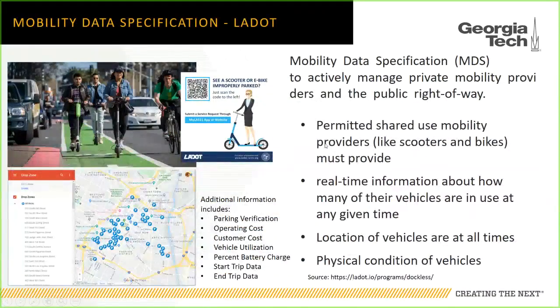So this is from the Los Angeles Department of Transportation. Yesterday, this particular project won an award from Newsweek, a momentum shifting award. LA is developing a mobility data specification specifically targeting these scooters and bikes that have mushroomed about in the cities. And we see it right here in the city of Atlanta.